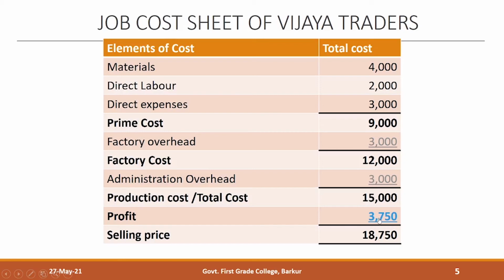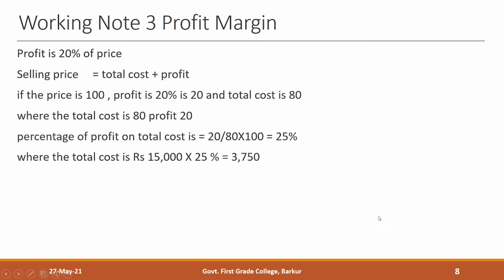Now it is time for us to arrive at the profit. So they have told that the profit is 20% of what? Profit is 20% of the price. So I had wrongly given there as cost. It is price. So selling price is equal to total cost plus profit, which we have understood in the problem.